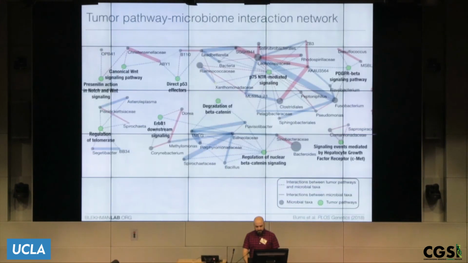Okay. All right, and then we can also take those interactions between the mutational pathways and the microbes and produce a network. This shows the different interactions between the microbes that are correlated with the mutational status in different pathways. You can see some pathways are correlated with a large number of different microbes, like p75 NTR-mediated signaling, while some other ones are only associated with a small number of microbes, like the canonical Wnt signaling pathway, which is correlated with Christensenellaceae and very few others.